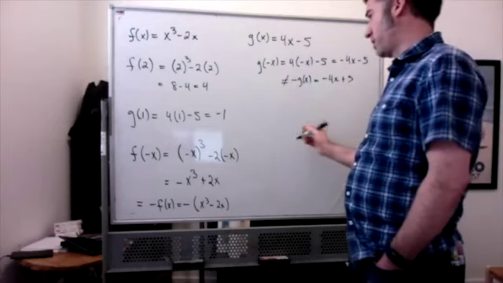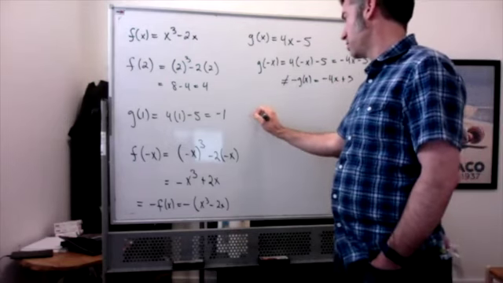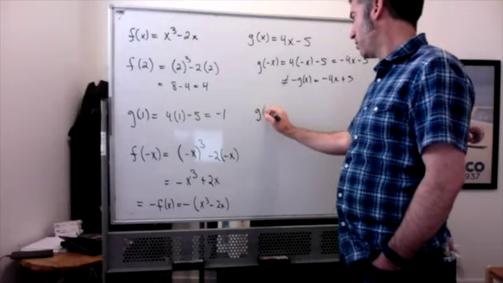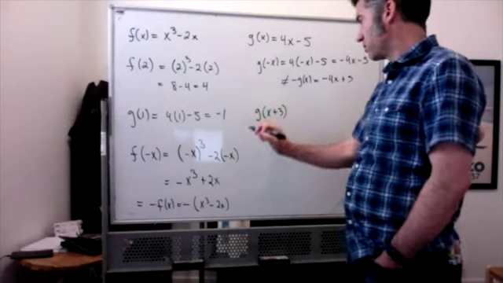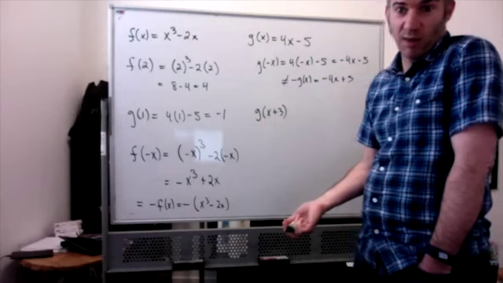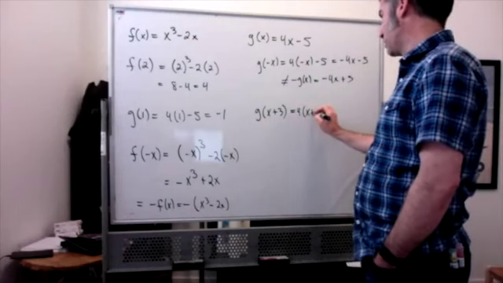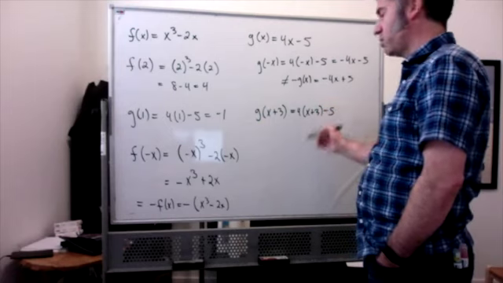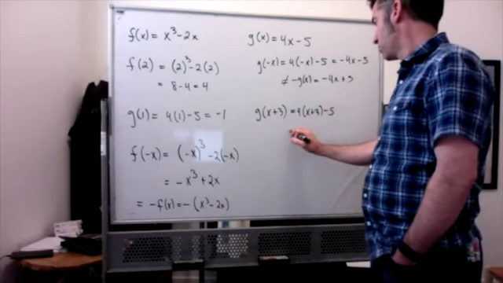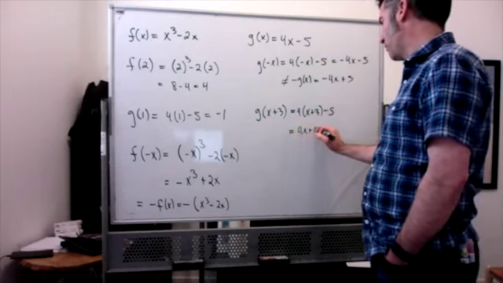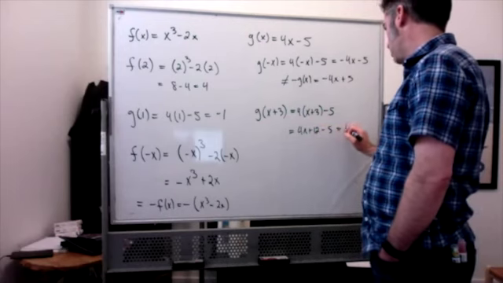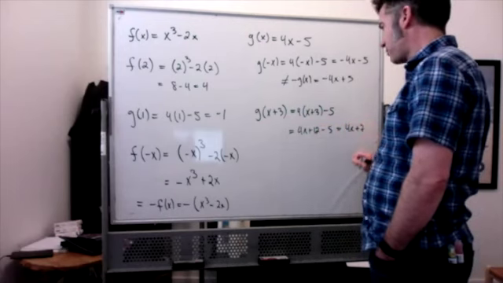And we can look at more complicated things, right? I could look at, say, g of x plus 3. I can put in anything I want for x. That's going to be 4 times x plus 3 minus 5, which we could simplify: 4x plus 12 minus 5, which is 4x plus 7.